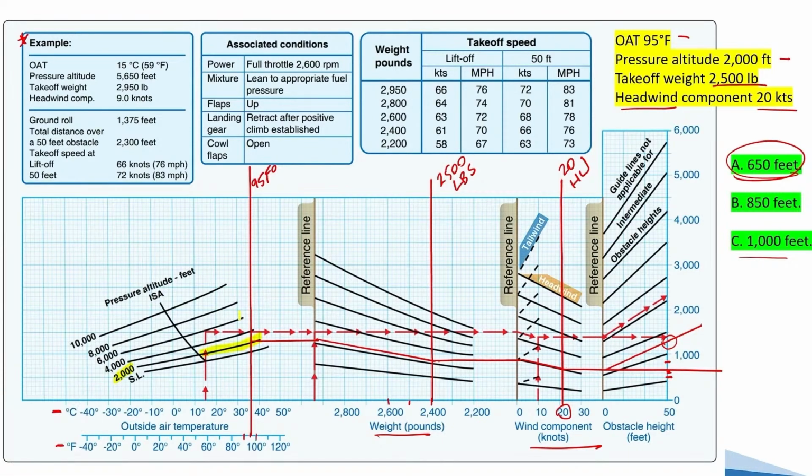Okay, so once again, you basically follow your outside air temperature to your pressure altitude. You take that across the reference line. You parallel the guidelines to your actual weight. Once you get to the weight, you just draw the line straight across. You determine if it's a headwind or a tailwind. In this case, it's a headwind of 20 knots. Once I get to that 20 knot line, I take it straight across. If it is just the ground roll, which is what the question's asking, I take it straight across. If it was to clear a 50-foot obstacle, that's when I'm going to follow that guideline up.